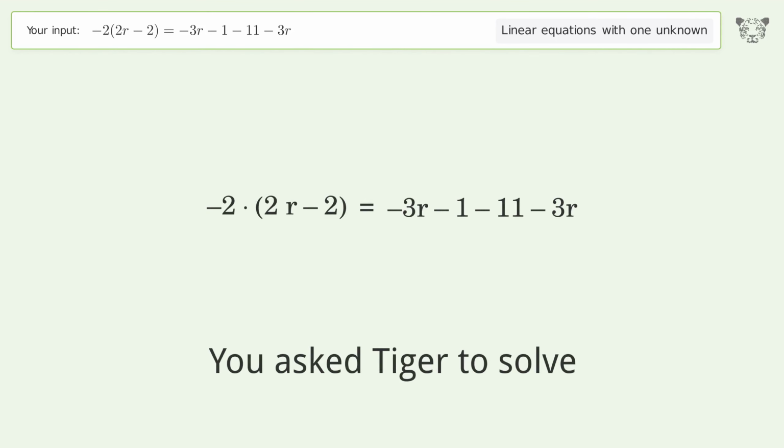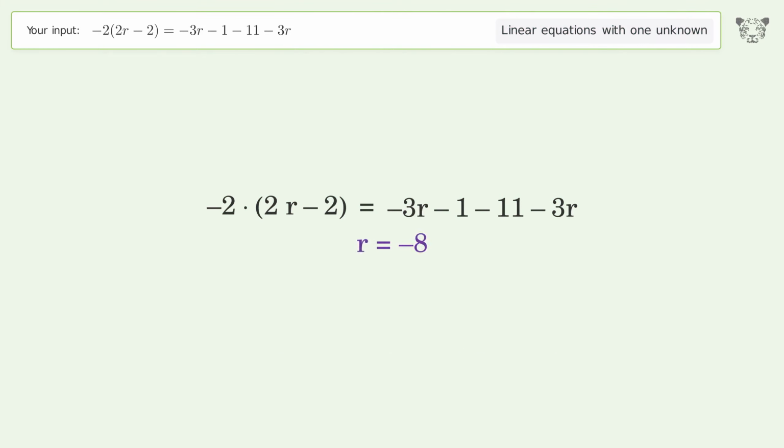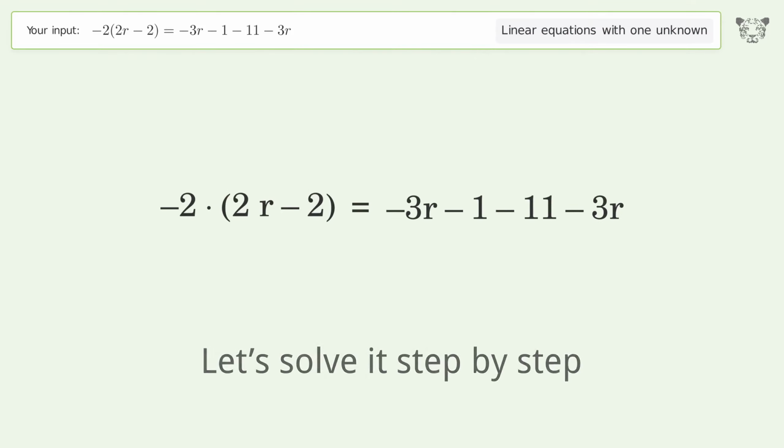You asked Tiger to solve this. This deals with linear equations with one unknown. The final result is r equals -8. Let's solve it step by step.